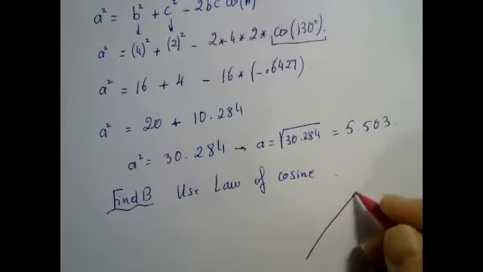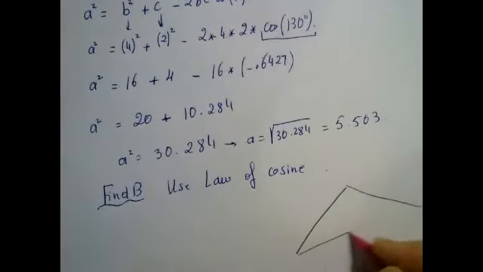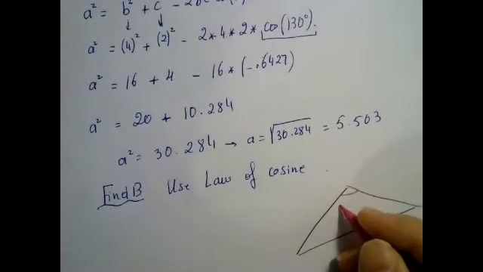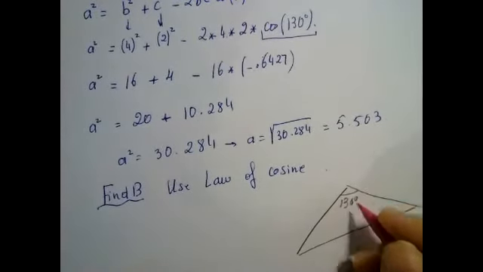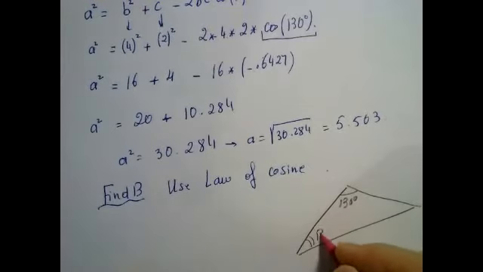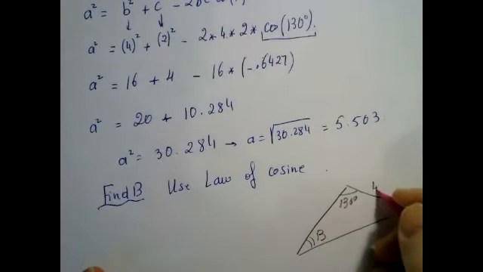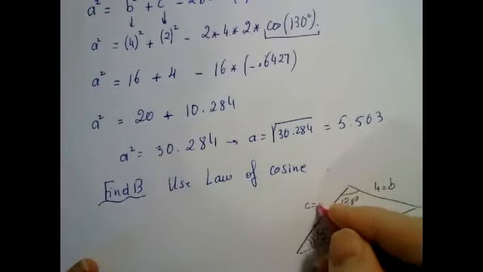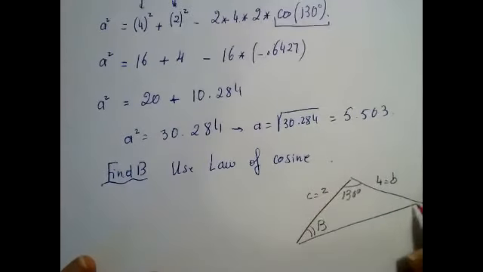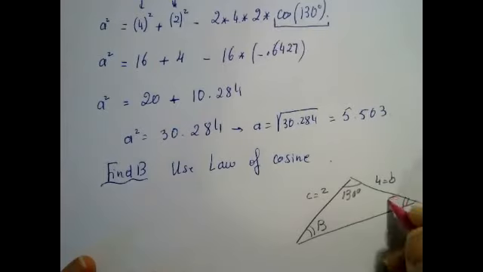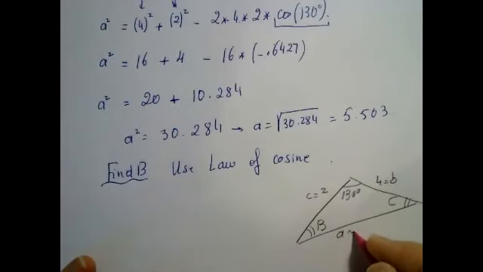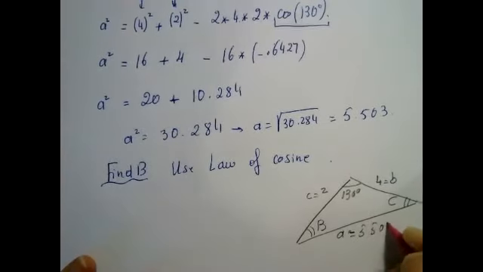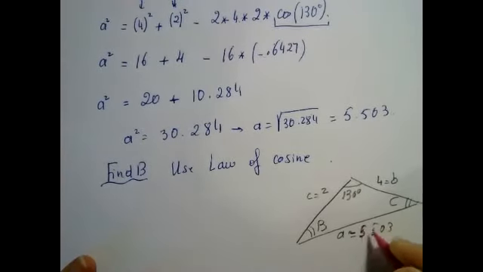So this is my triangle now. I draw it back here. This is my A, which is 130. This is the angle B I want you to find. This is 4. And this is C, which is a 2. And this is C, the angle C. And this one, the one we found, which is almost 5.503. So that's the picture we have.